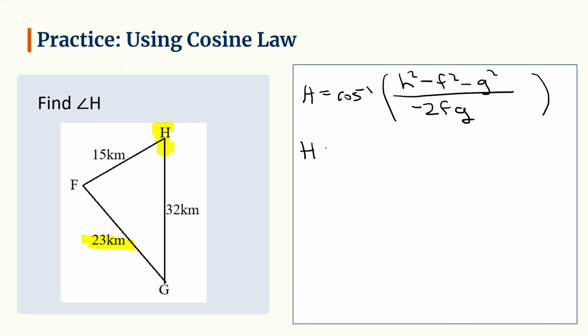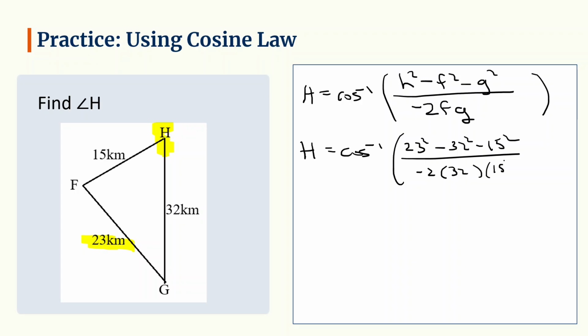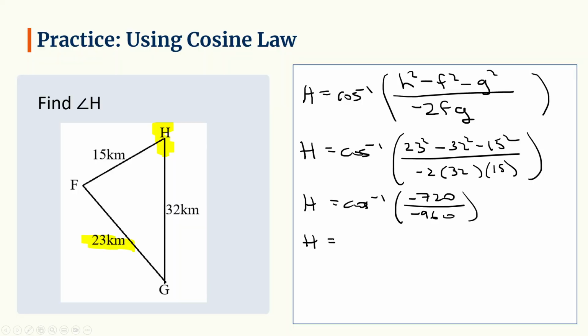Once I've found the version of the cosine law I want, I'm going to start subbing in. So this is 23 squared minus 32 squared minus 15 squared, divided by negative 2 times 32 times 15. Again, I like to calculate the entire numerator as one calculator moment. This is where I get negative 720. And then the denominator is negative 960. I knew those numbers were familiar. Then in my calculator, I can just type in one step, inverse cosine bracket, and do this math. I get that H is 41 degrees, and I hope you got that too.